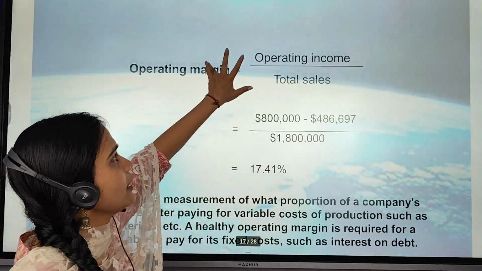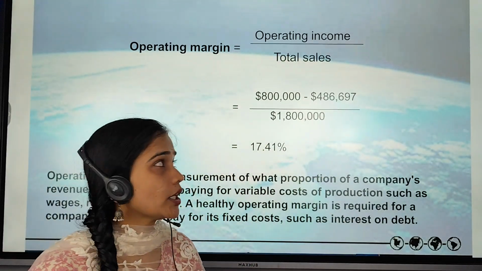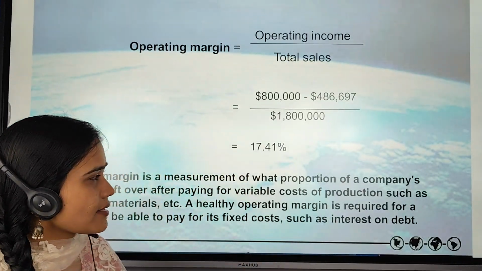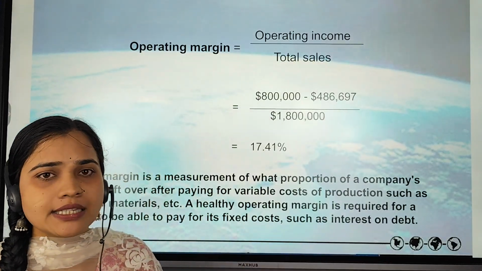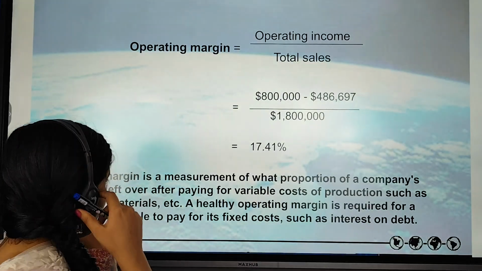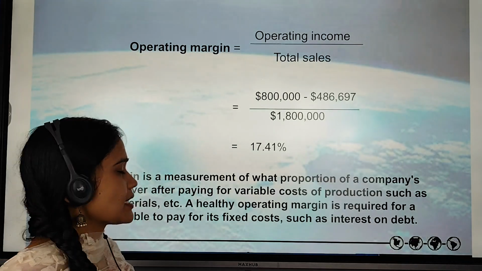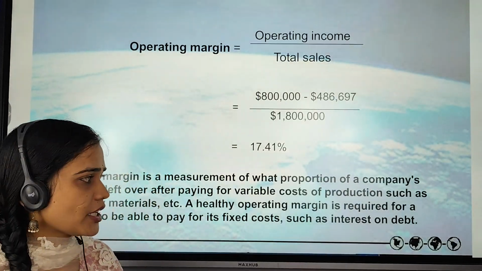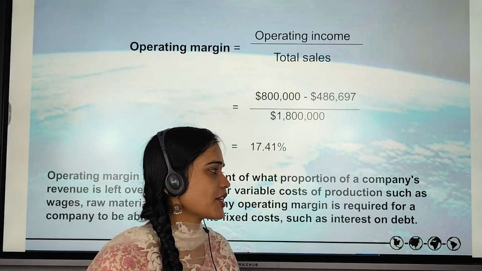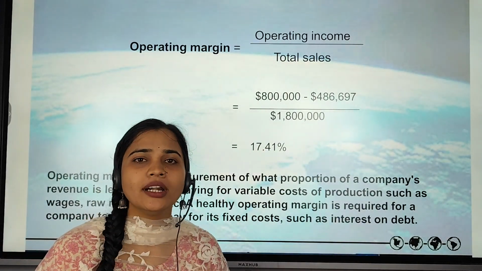Next one is our operating margin. The formula for calculating operating margin is operating income upon total sales. Here operating income 8 lakh minus 4,86,697 upon 18 lakh. So here you will get the answer, that is our 17.41%. Operating margin is the measurement of what proportion of a company's revenue is left over after paying all the variable costs of production such as wages, raw material, etc. A healthy operating margin is required for a company to be able to pay its fixed costs such as interest on debt.